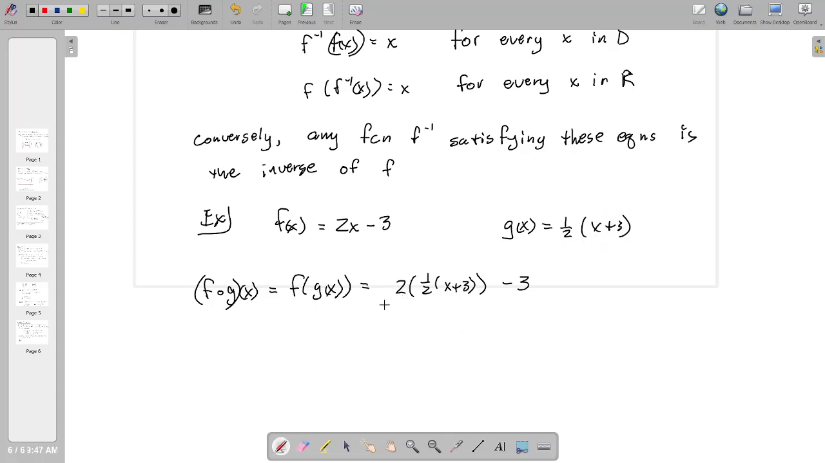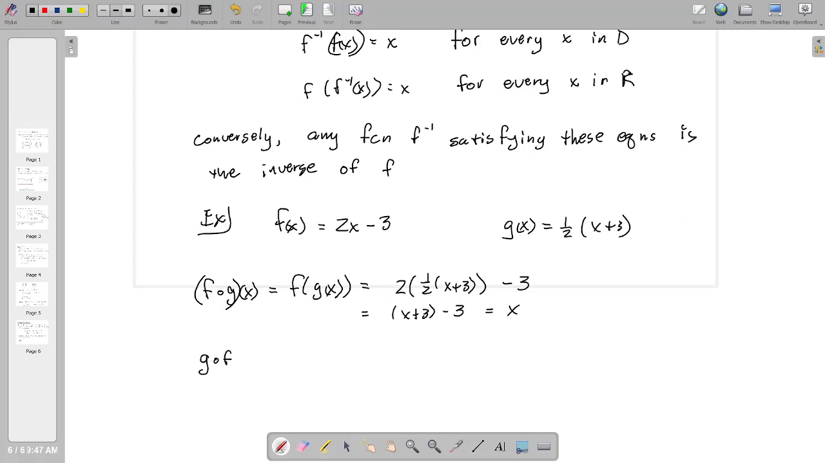Okay. Now if we simplify, then we have 2 times 1/2. Removing these parentheses, we get 2 times 1/2, which is 1. So we'd be left with x plus 3 minus 3 here, which is, of course, equal to x. We can drop the parentheses because we're not multiplying anything here.